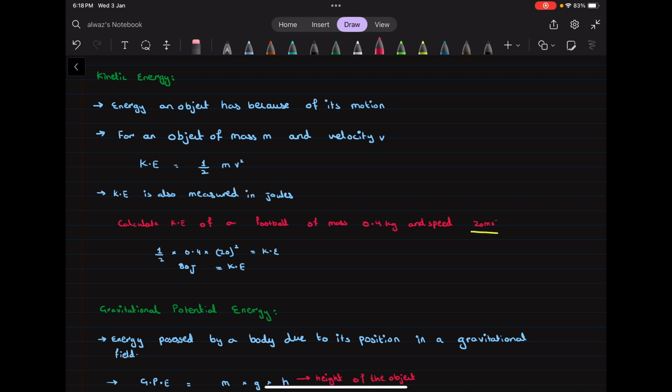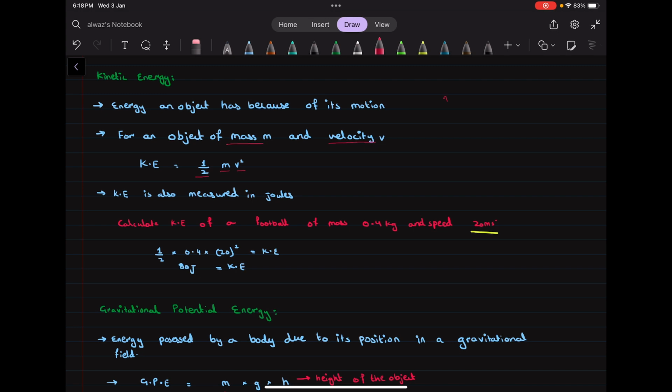As we talked before, kinetic energy is the energy an object has because of its motion. So, the formula for kinetic energy of an object of mass m and velocity v is 1/2 mv squared.